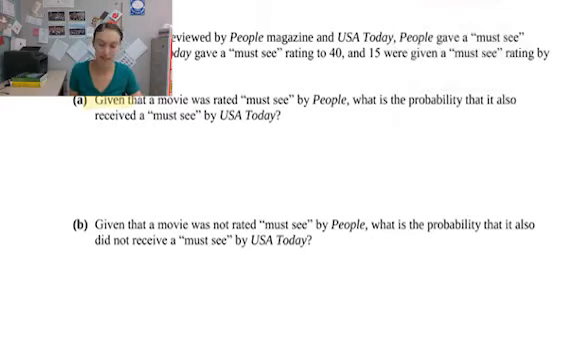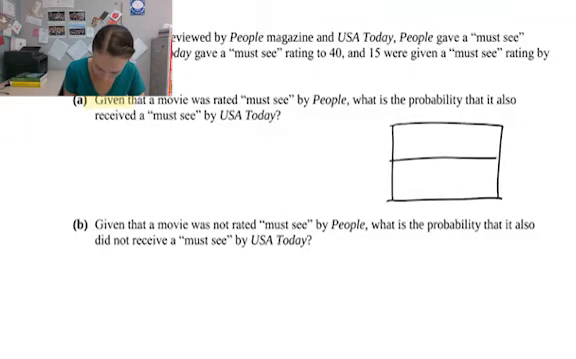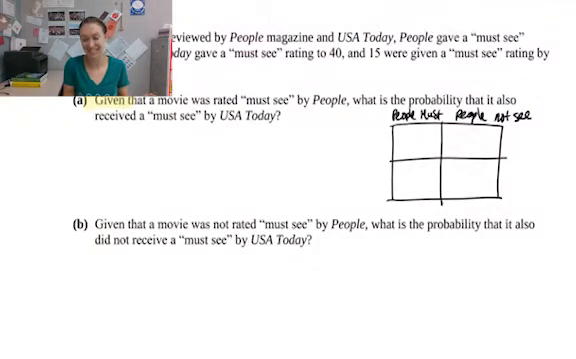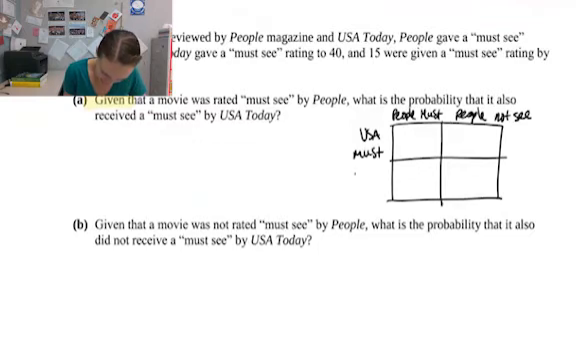So I would strongly suggest that you make a table or a Venn diagram if you prefer. I like tables a little bit better, so I'm going to make a table. I'm going to have People and USA. So, People must see, and People not must see, I guess, not see. You don't have to see it. And then we have USA must see and USA not see.